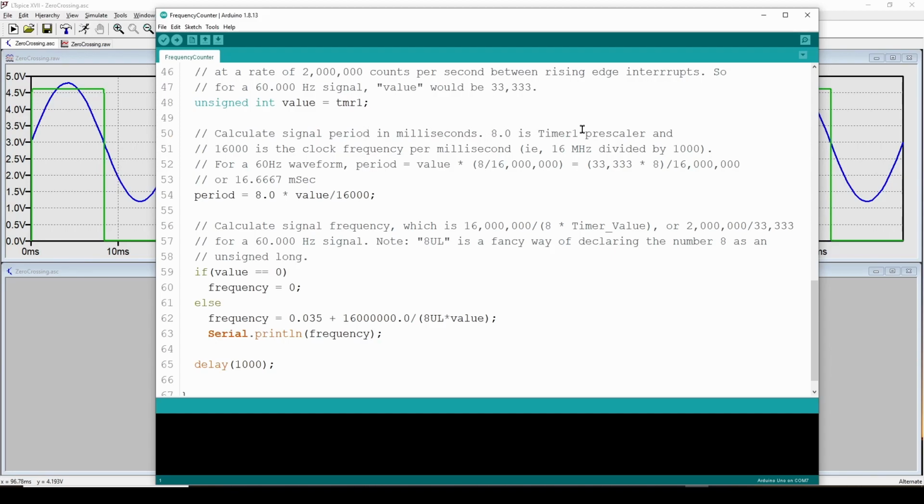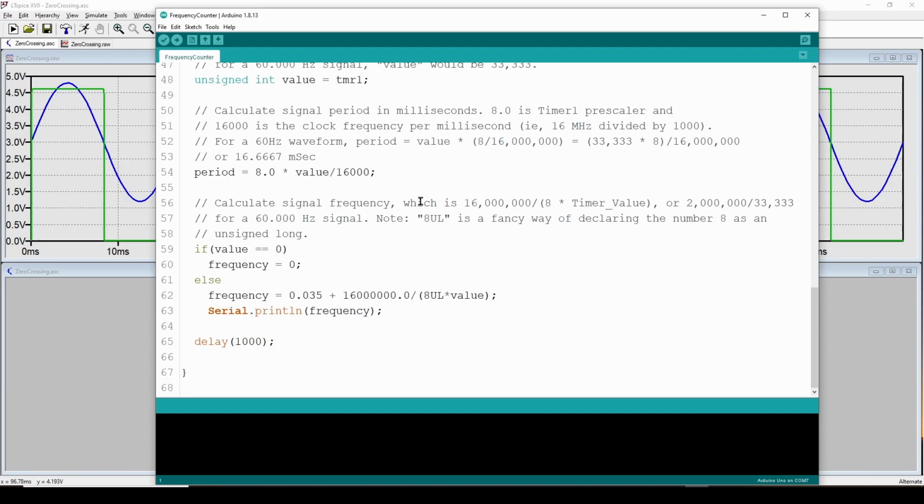Since 8.0 is the timer1 prescaler and 16,000 is the clock frequency per millisecond, for a 60 hertz waveform the period, or the number of seconds in one cycle, is the value, or the 33,333, times 8 over 16 million. Which means 33,333 times 8 over 16 million should give you a period of 16.666 milliseconds for 60 hertz. And that's what this period should be.